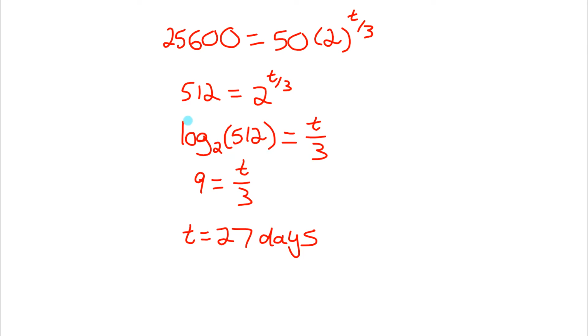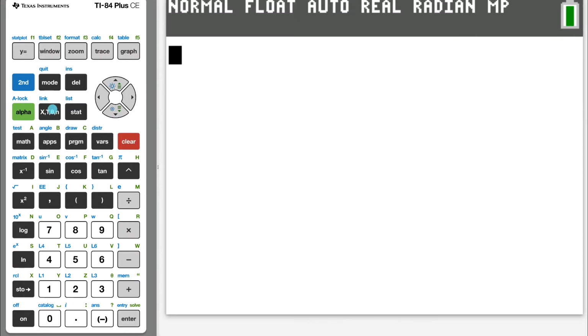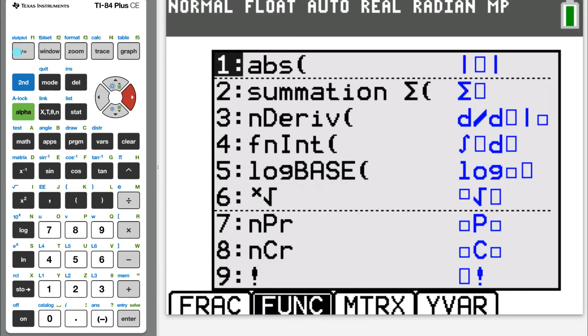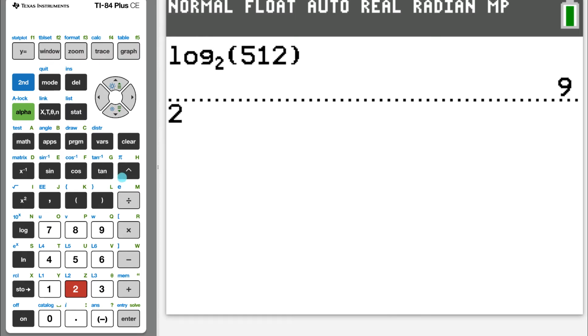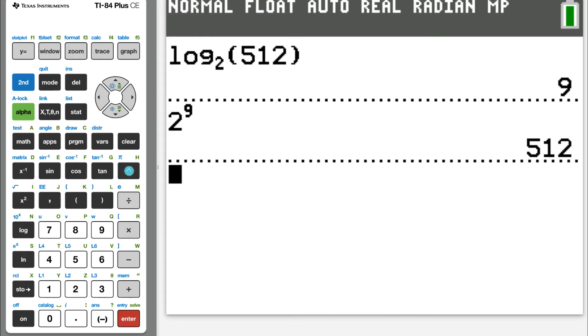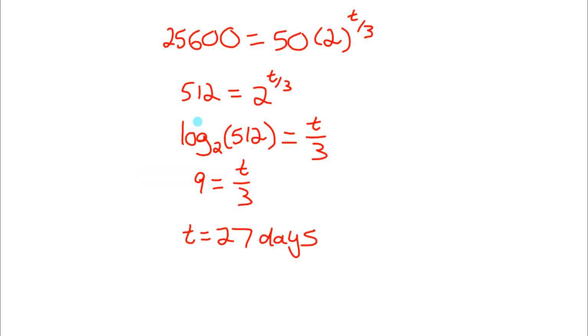And set up like this, log base 2 of 512, what that does, it evaluates what exponent goes on 2 to get 512. So let me just show you. If I were to do log base 2 of 512, I should get 9, because 2 to the power of 9 is 512. So if we evaluate log base 2 of 512, we get 9. And we know that exponent has to be equal to 9, and then solve that, we get 27.